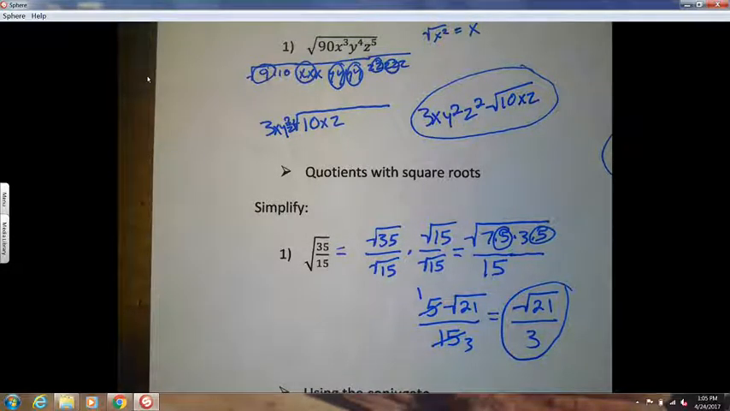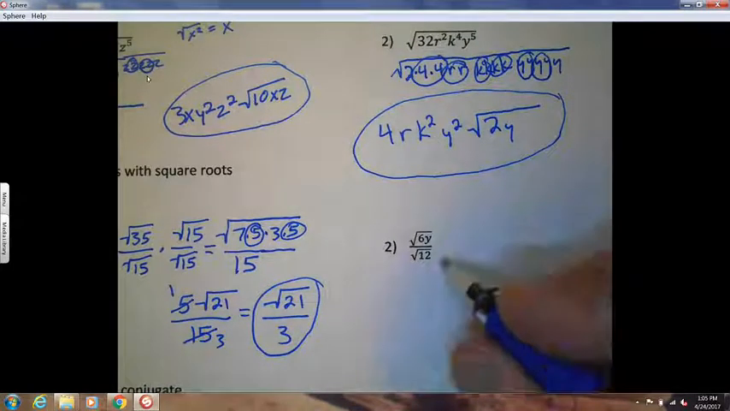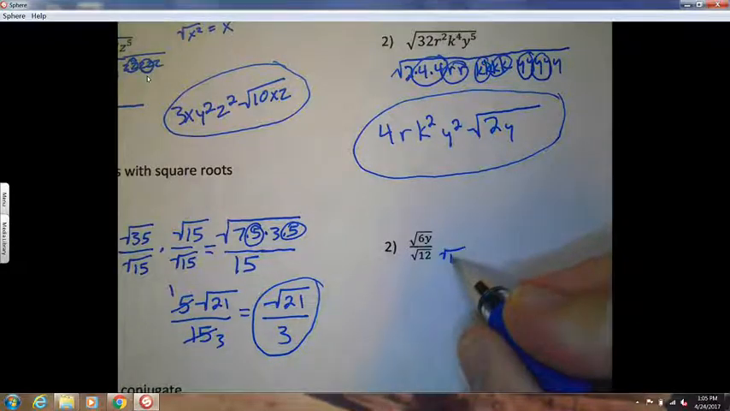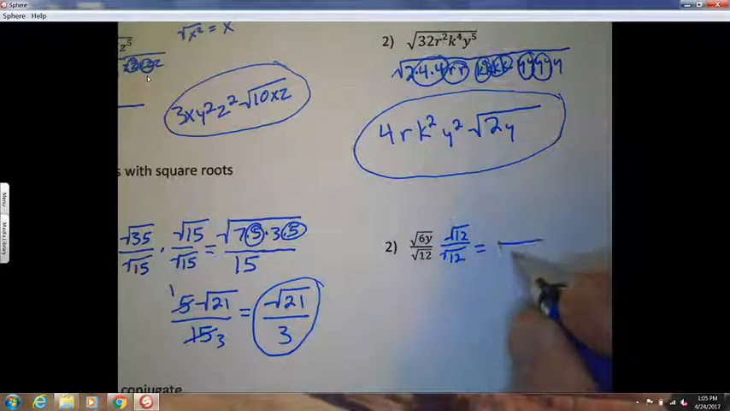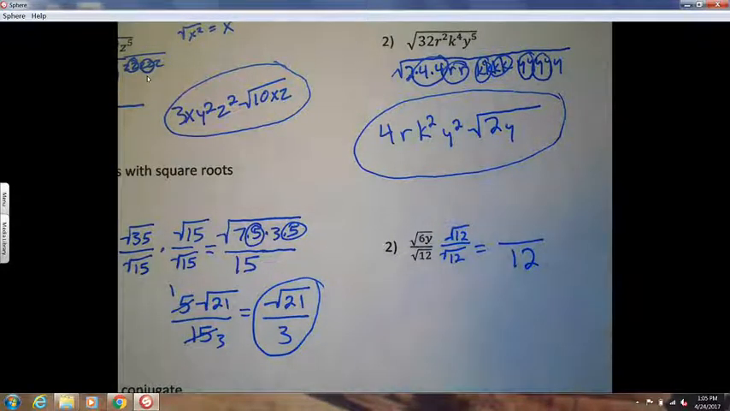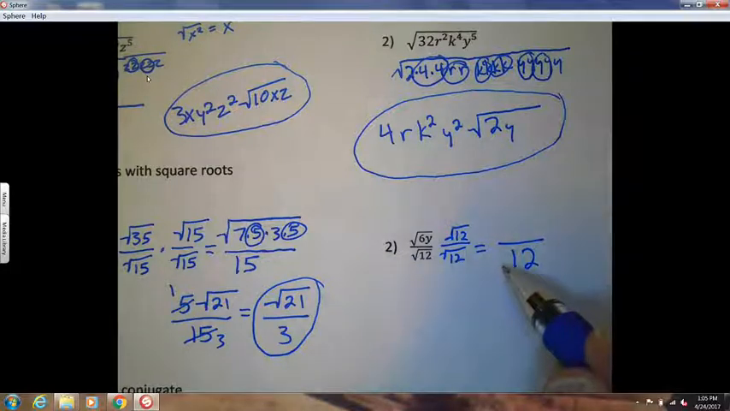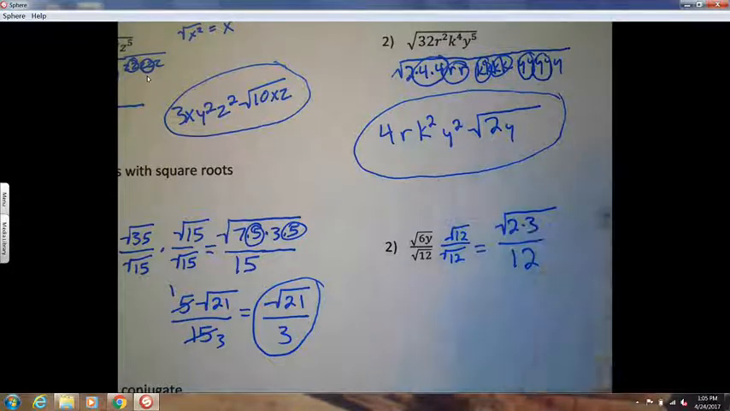Let's try another one. Okay, I don't want any denominators with radicals, so I'm going to multiply by square root of 12 over the square root of 12. So the denominator gives me 12. Any radical times the same thing is going to be 12. Then I have to break this down. 6 is 2 times 3. 12 is 4 times 3, so 4 is 2 times 2 times 3.